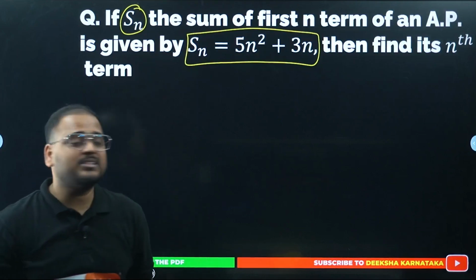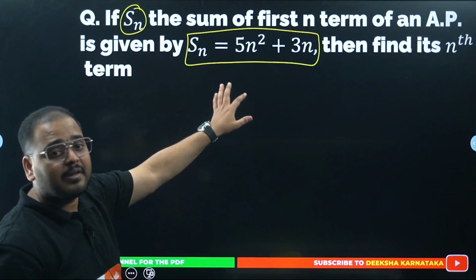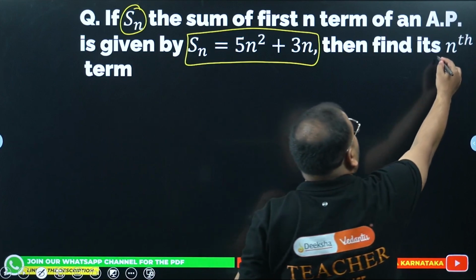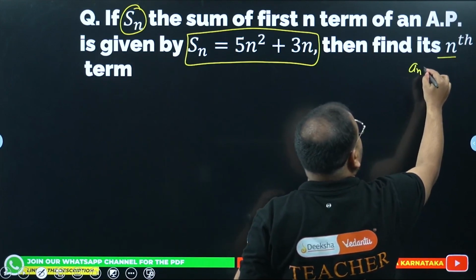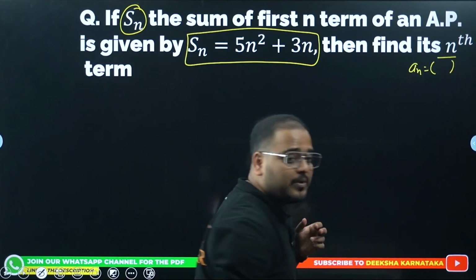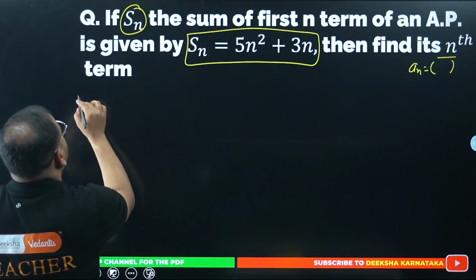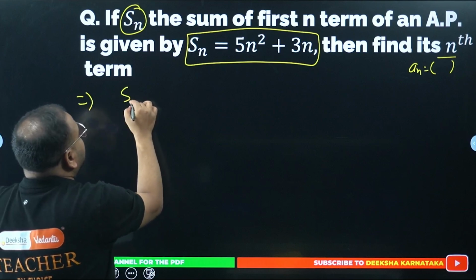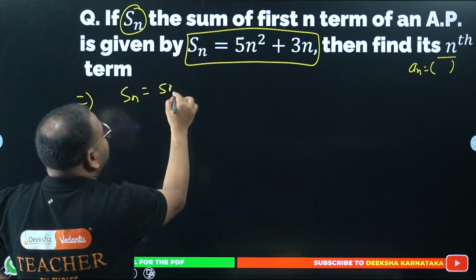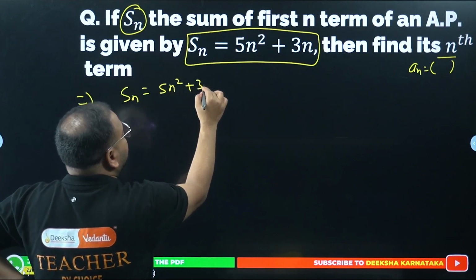Very simple. What is it? Sum of n terms is given and they ask you to find the nth term. What does nth term mean? An. What is An going to be? That's what they're asking you. Alright. So let's take what is given in the question. Sn equals 5n square plus 3n.